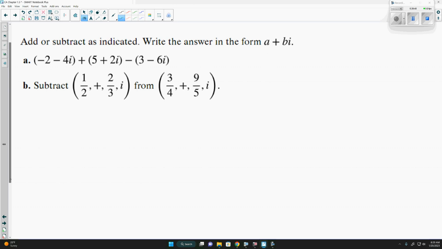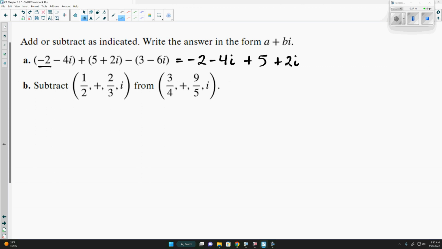Whenever we add or subtract any complex numbers, we add or subtract the real parts, and add or subtract the complex parts. So if we look at the first one here, negative 2, we get from this here, minus 4i. I'm going to rewrite it without the parentheses. We can drop them with the first one because it's positive. The second we can do the same because it's plus 5, plus 2i.